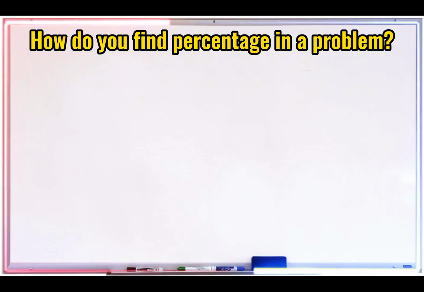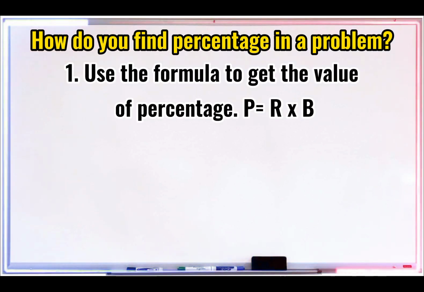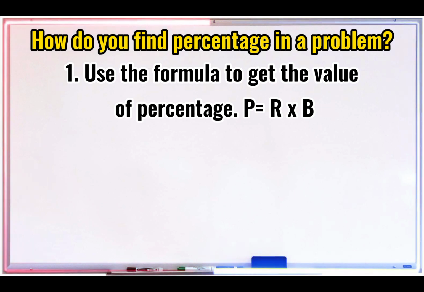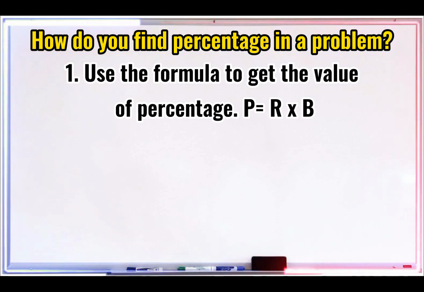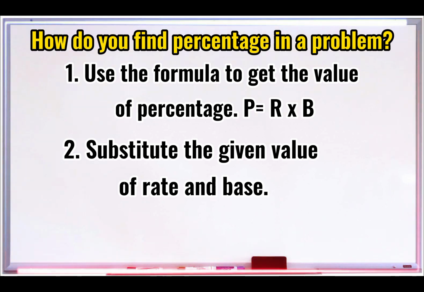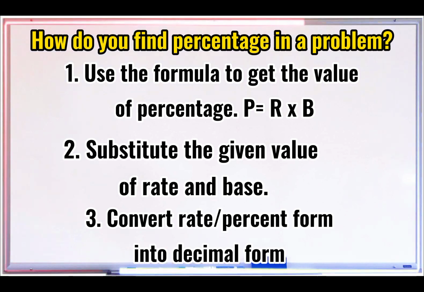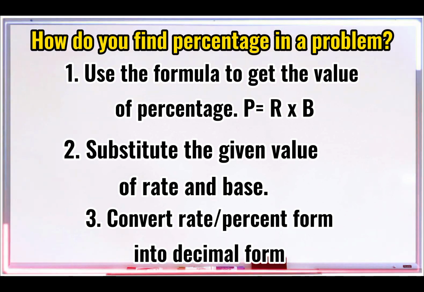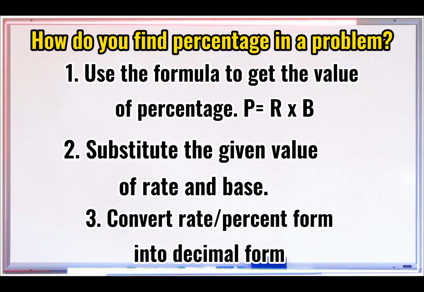Again, how do you find percentage in a problem? First, you are going to use the formula to get the value of percentage, which is P is equal to R times B. And then, you are going to substitute the given value of rate and base. And then, the last one, you are going to convert the rate or percent form into decimal form before multiplying the rate and the base.